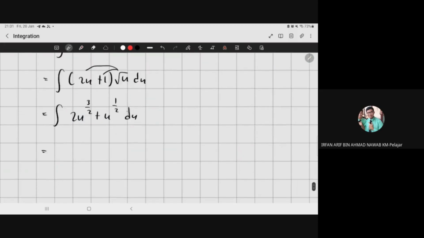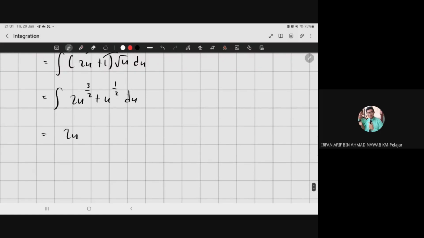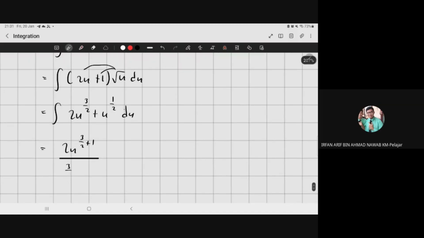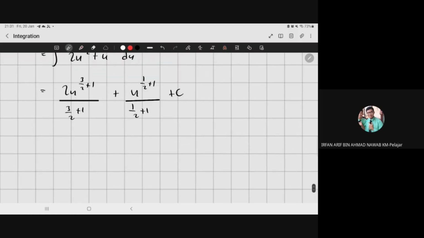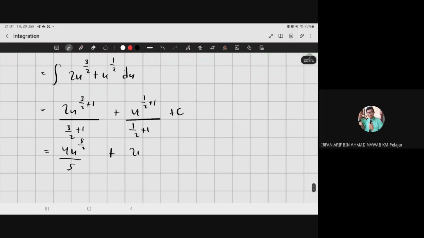So you will get, oh sorry, you should get 2u to the power of 3 over 2 plus 1 over 3 over 2 plus 1, then u to the power of 1 over 2 plus 1 over 1 over 2 plus 1 plus c. And then from here, you could simplify it. So I think you should get 4 u to the power of 5 over 2 over 5 plus 2 u to the power of 3 over 2 over 3 plus c.